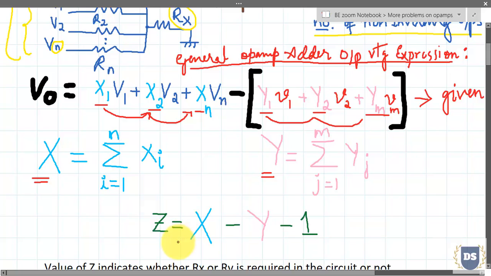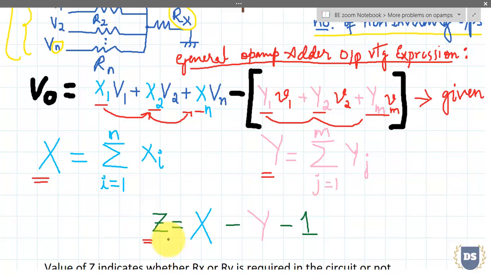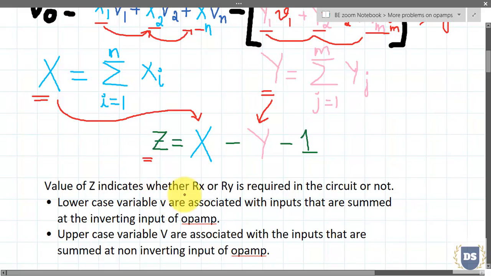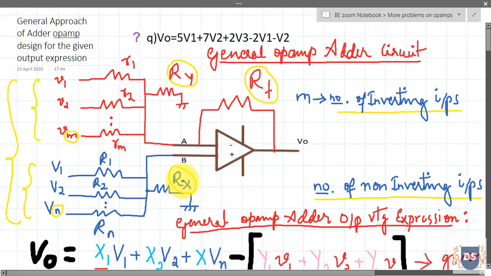And here we have one more value that we indicate as Z, which is very crucial in designing the op-amp circuit, and this Z is given as capital X, which we got by adding all the X coefficient values, minus capital Y, which is got by adding all the inverting coefficient values, minus 1. The value of Z indicates whether Rx or Ry is required in the circuit or not, where Rx and Ry are the resistances associated with the non-inverting input terminal and the inverting input terminal.